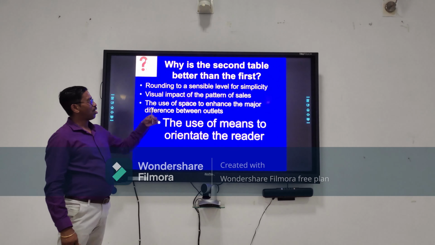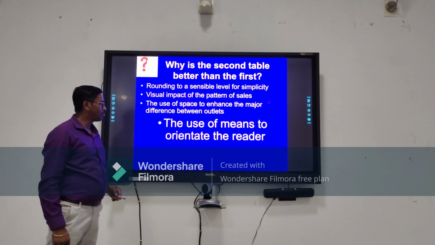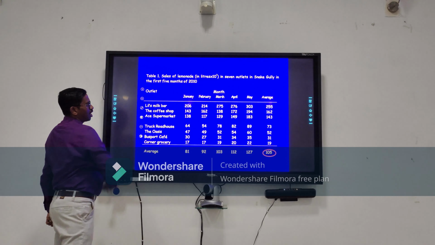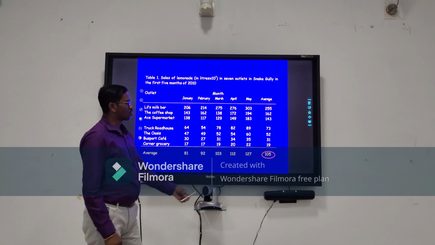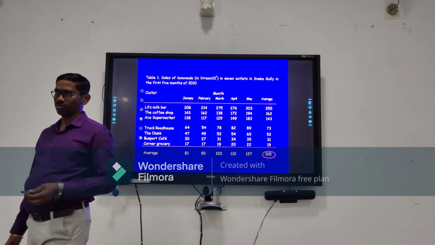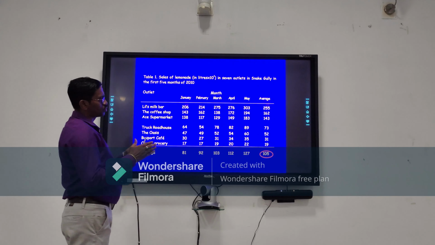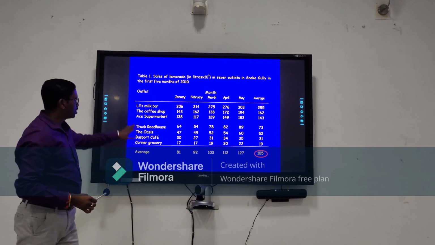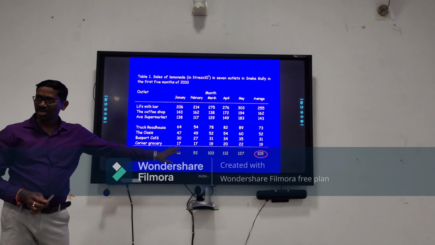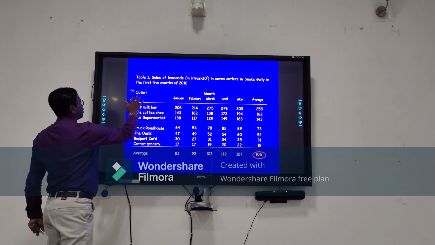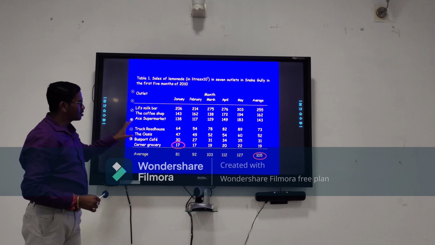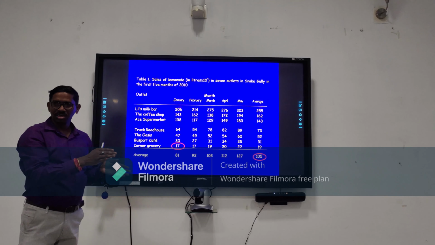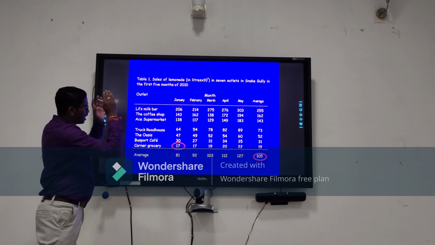The fourth answer to this question is the use of means to orient the reader. I mean to say, we have added here one extra column that is for mean or the average. This value actually represents the average of the mean value of 5 different months of the different outlets of their sale record. And it makes very good sense because from this data we can find out what is the total, what is the average of all the outlets of 5 different months of that year.